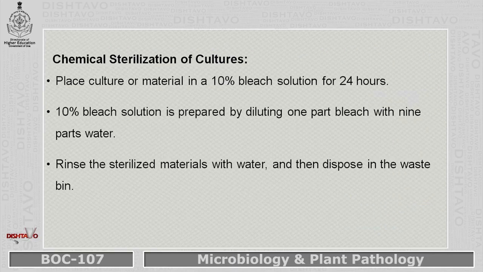Now, chemical sterilization of cultures. Chemically, the cultures are sterilized by using bleach. So, place the culture or the material in a 10% bleach solution for 24 hours. A 10% bleach solution is prepared by diluting 1 part of the bleach with 9 parts of water. Rinse the sterilized materials with water and then dispose in a waste bin.